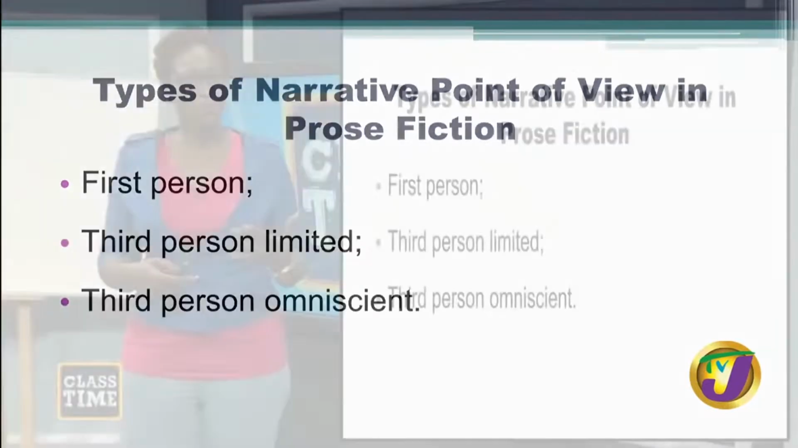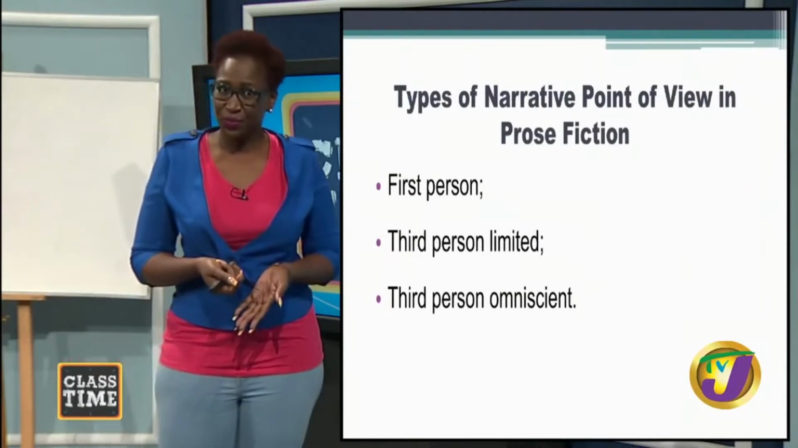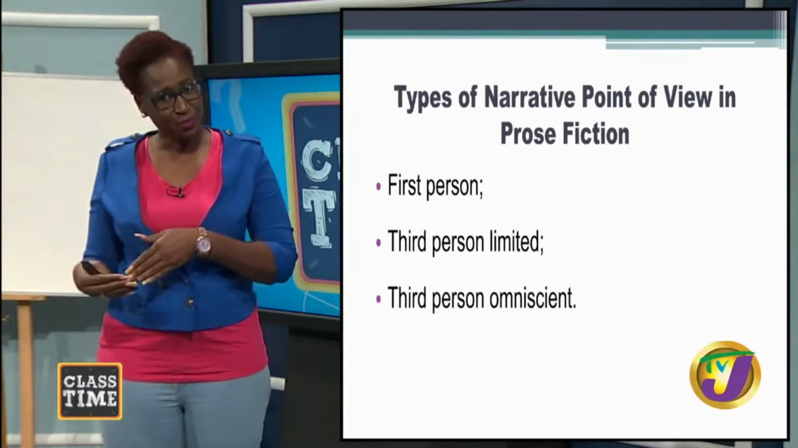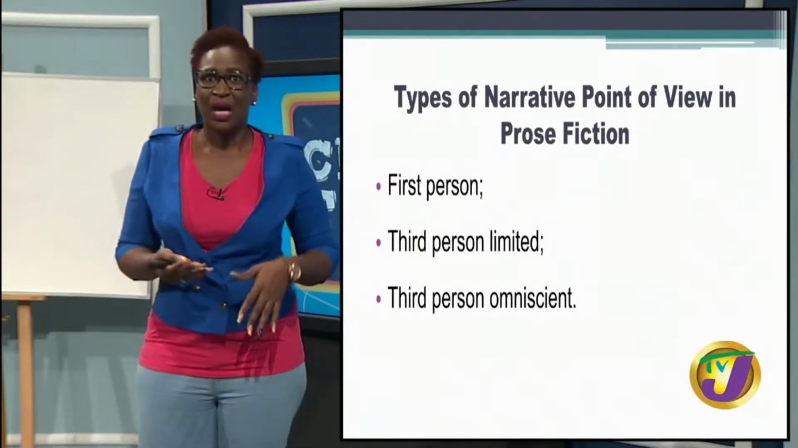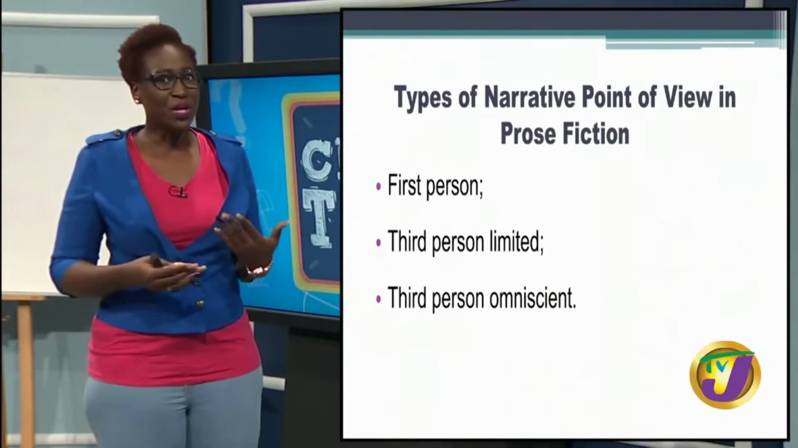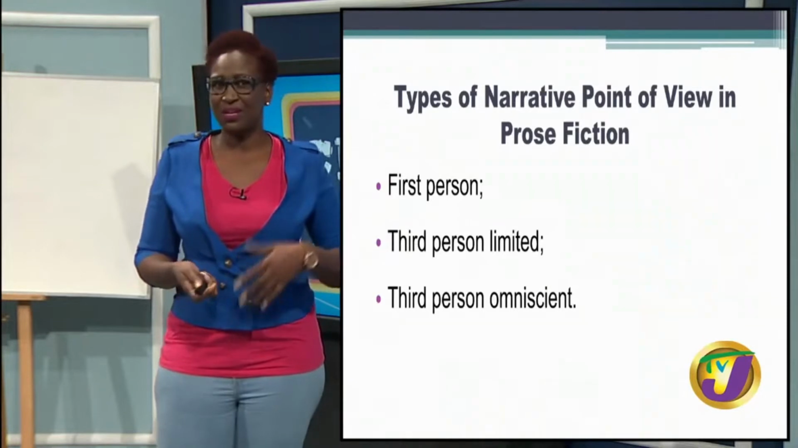So, of course, there are three major types that are used in prose fiction. There's a first-person point of view, there's a third-person limited point of view, and there's a third-person omniscient point of view. Depending on where you look, you'll also hear of the second-person point of view, but this is more common in poetry than in prose.